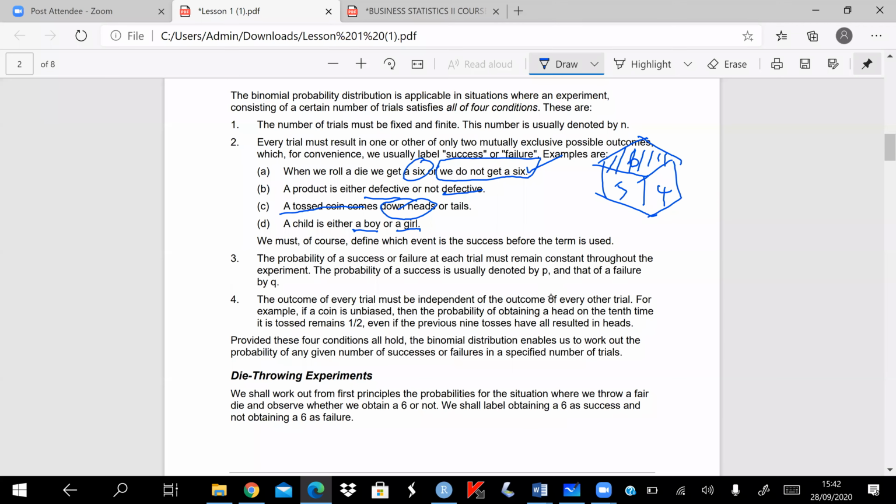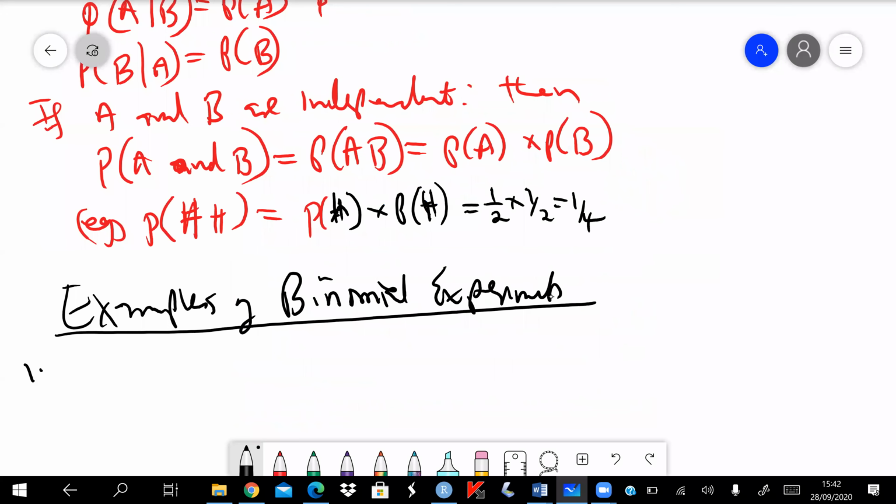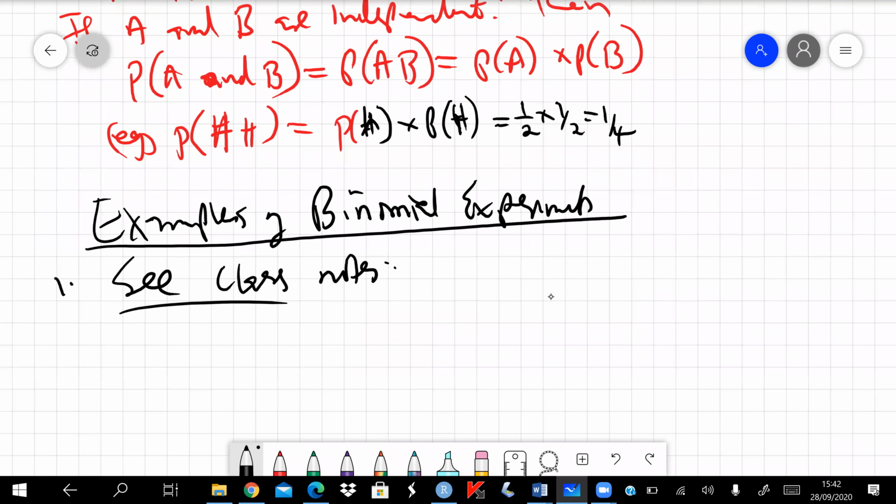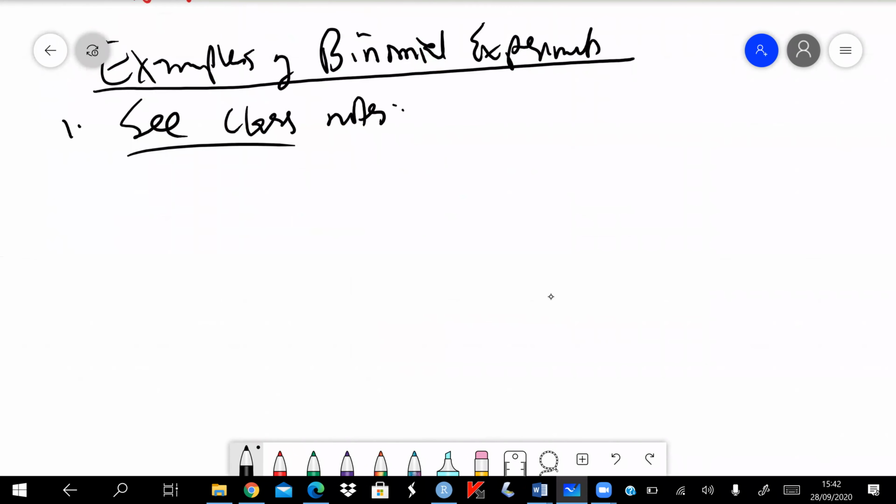You can check for others maybe in the textbook. So you're going to write those ones. See class notes. Okay, so the next thing, I want us to move to the general binomial experiment.